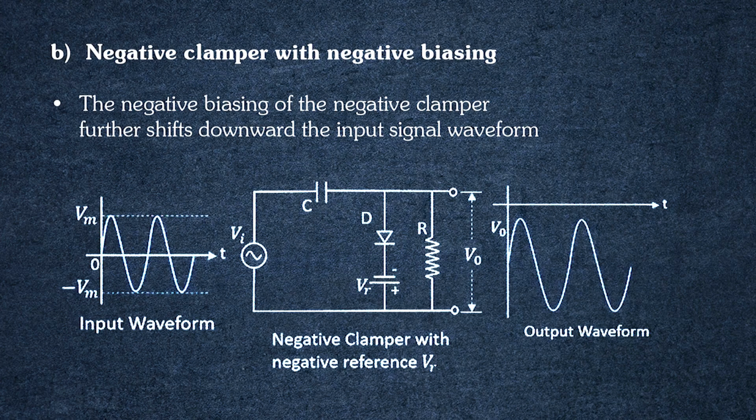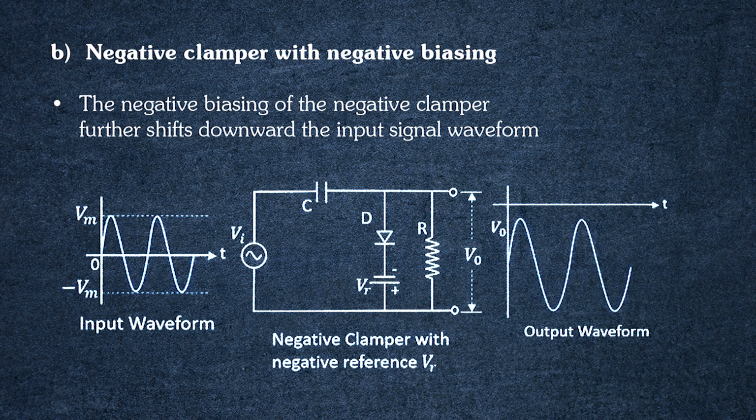Now, let us discuss the negative clamper with negative biasing. Now, what does it mean? The negative clamper shifts the whole waveform below the reference point, and negative biasing further shifts the waveform below the reference point. That amount depends upon the magnitude of the voltage.